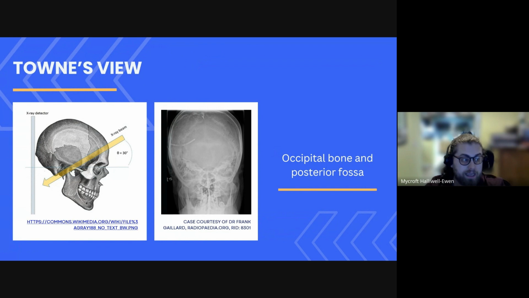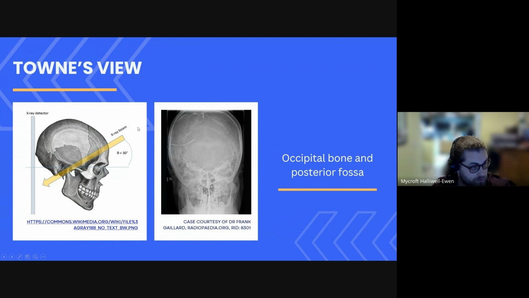Now, it is tricky, right? A lot of these things have been replaced by CT, but this is some of what you might see in lower resource settings. Some of these old school views we might see. You can do them at different angles, which can help you see things, although admittedly most things have been replaced by CT.